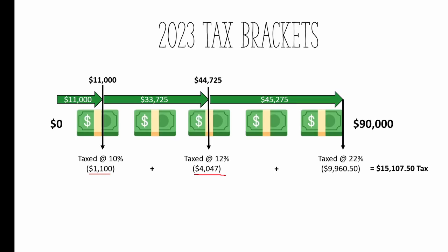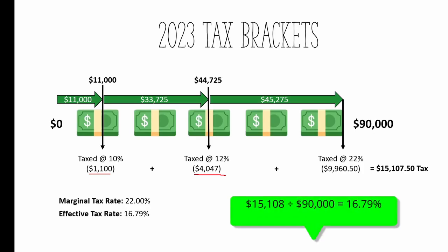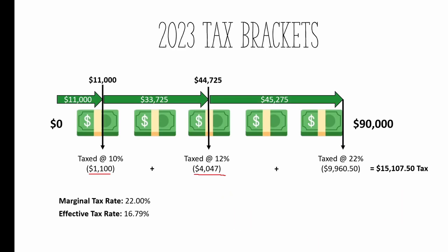We add all three numbers together, and we get a total tax liability of $15,108. Now, the marginal tax rate for this taxpayer is 22%, and all this means is that they fell into the 22% tax bracket for the given year. The effective tax rate is the rate that we're more interested in, and this is calculated by taking the amount of the calculated tax, which in this case is $15,108, and dividing it by taxable income, which is $90,000, and that gives us 16.79%. So even though you were in the 22% bracket in this example, the effective tax rate was essentially 17%. Not too bad.